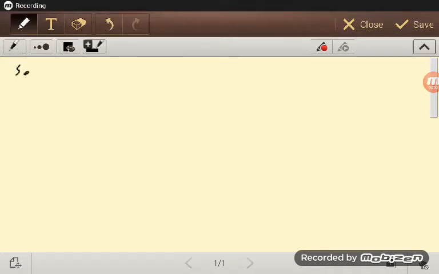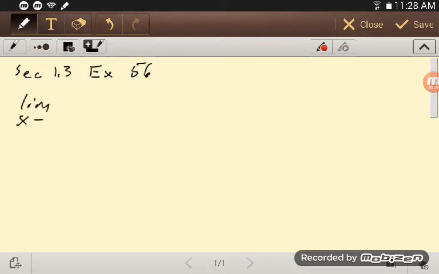Okay, we have section 1.3, exercise 56. And in exercise 56, we're looking at the limit as x goes to 0, I think. Yep. Of the square root of 2 plus x minus the square root of 2, over x.